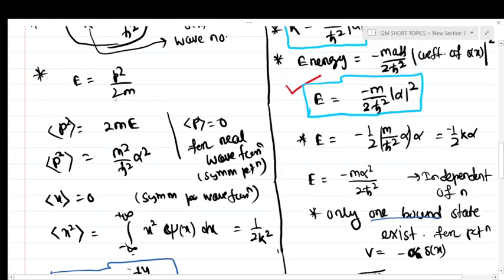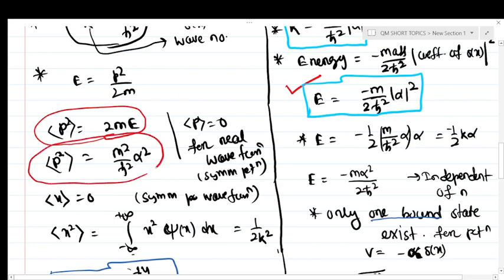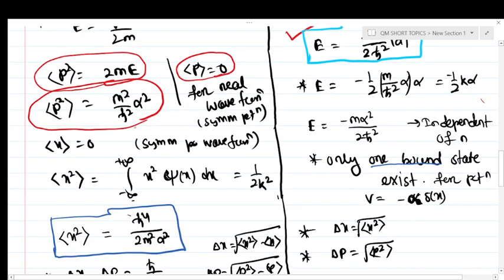Similarly, you can find out the p square average, that is the momentum, equal to 2m. Put the values, you will get those values like this. Okay, see, the expectation value of p is 0 because our wave function is a real wave function. So the expectation value of p is 0. You can find it by the average expectation formula. Okay, and the expectation of x is also 0 because of the symmetric nature of the wave function.